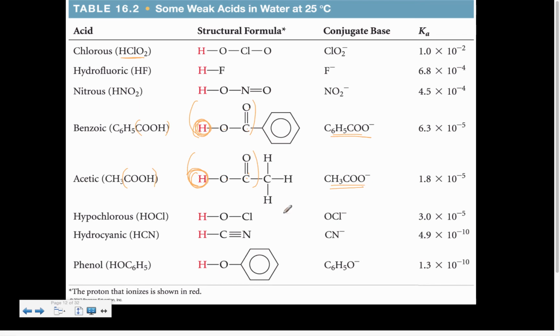And then likewise here for hypochlorous, again, a derivation of chloric. Hydrocyanic, and phenol.